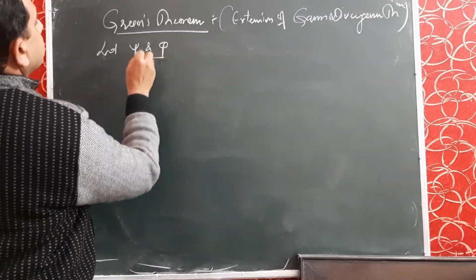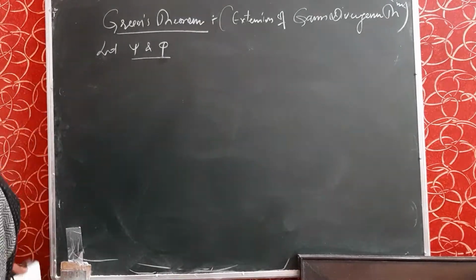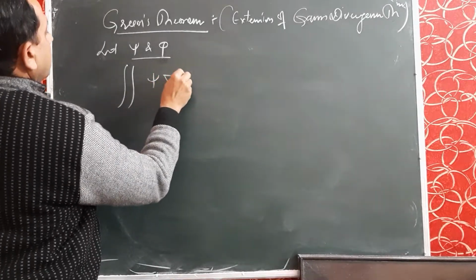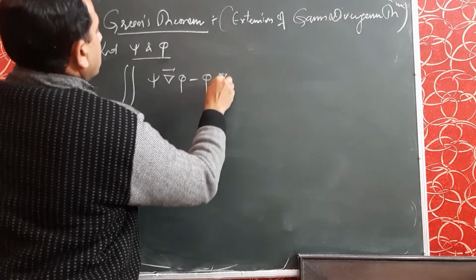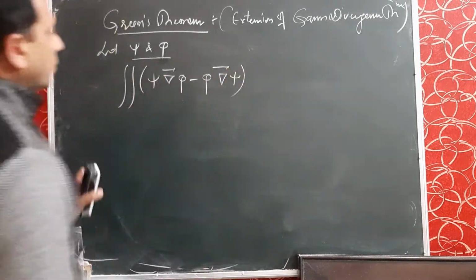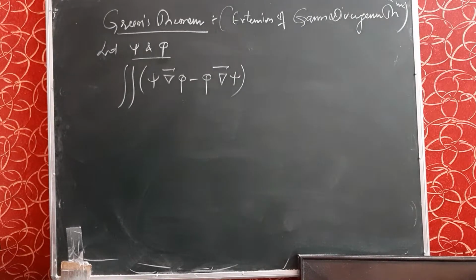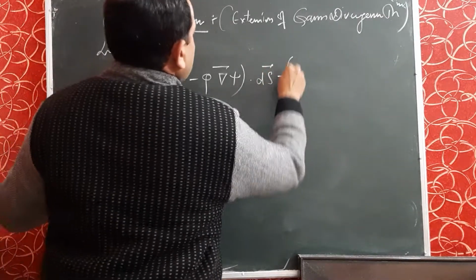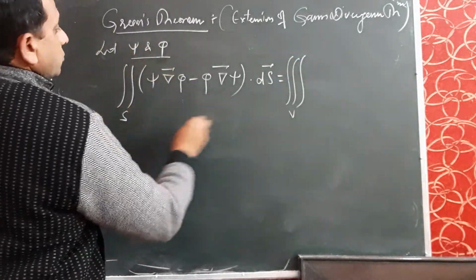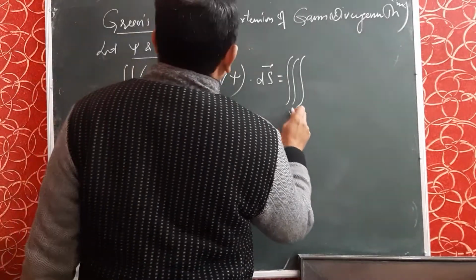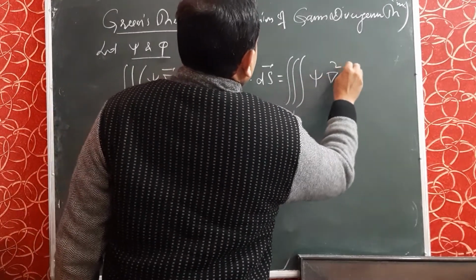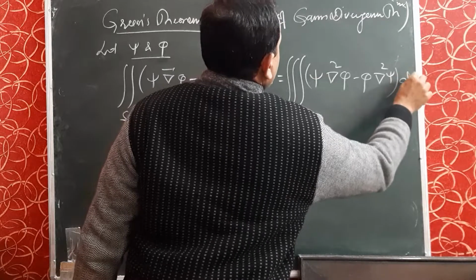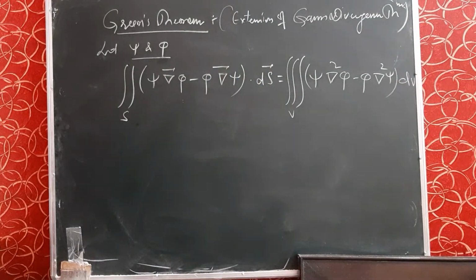So, the statement of the theorem is that the double integral of psi del phi minus phi del psi dot ds is equal to the triple integral, for volume, of psi del square phi minus phi del square psi into dV. So, this is Green's theorem.